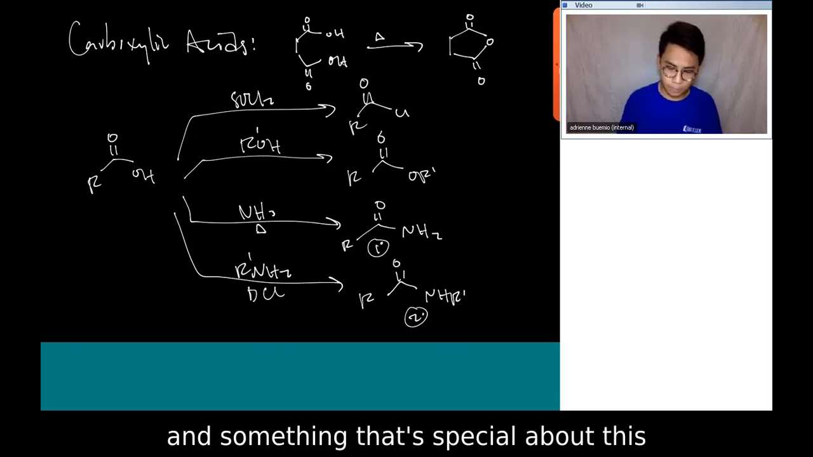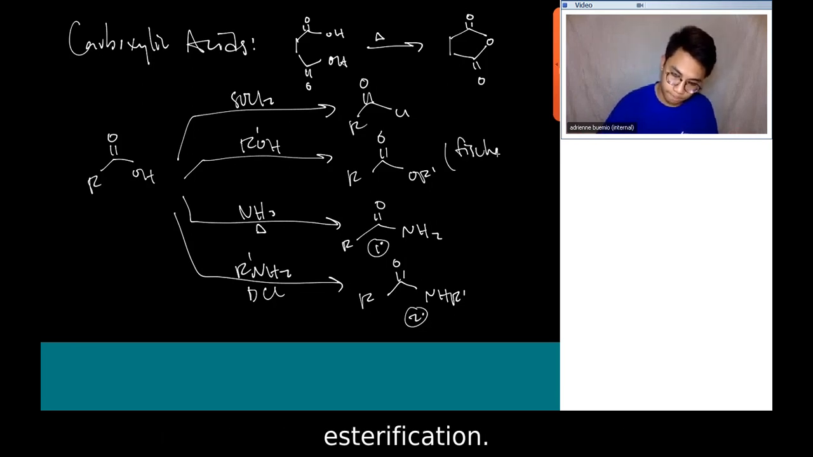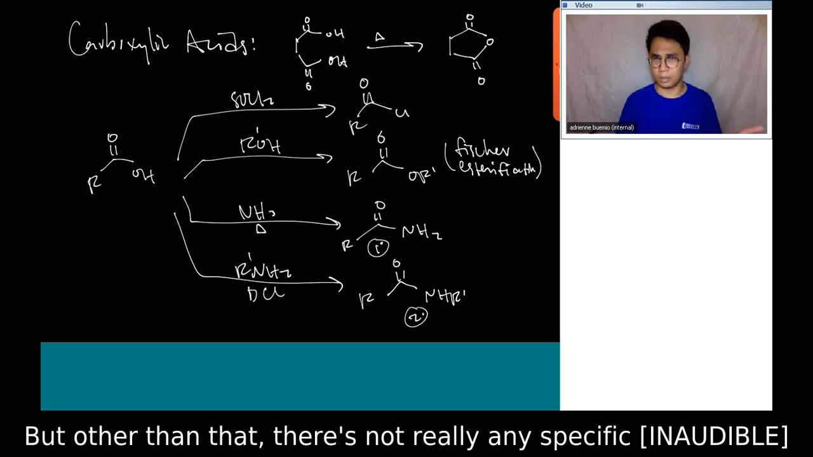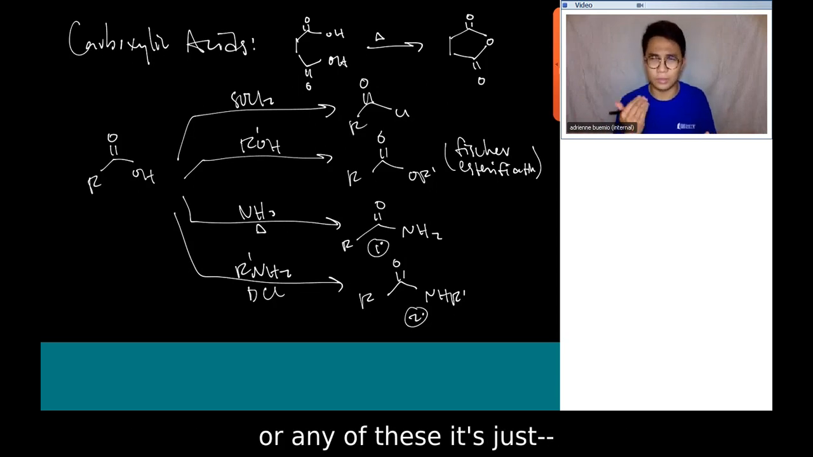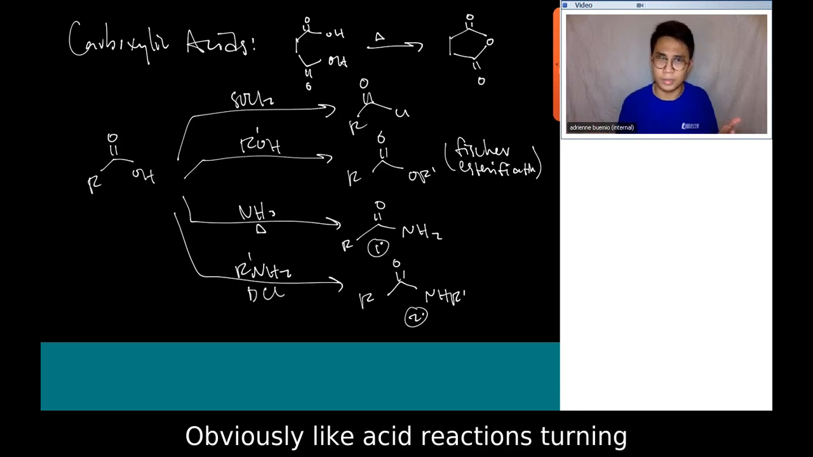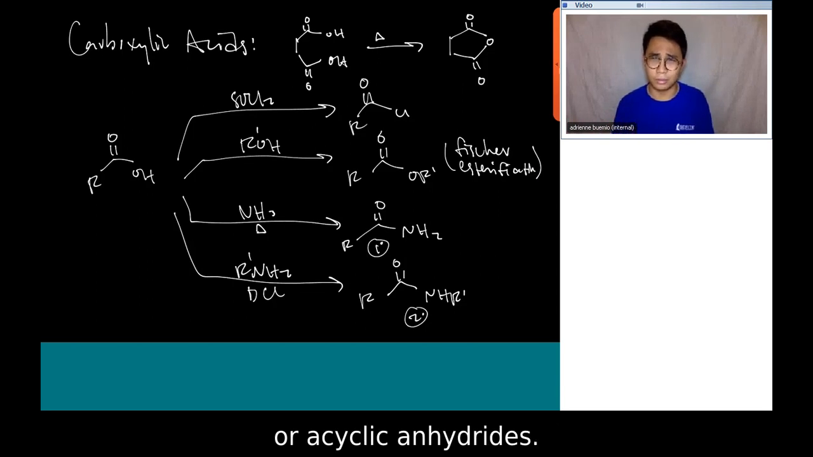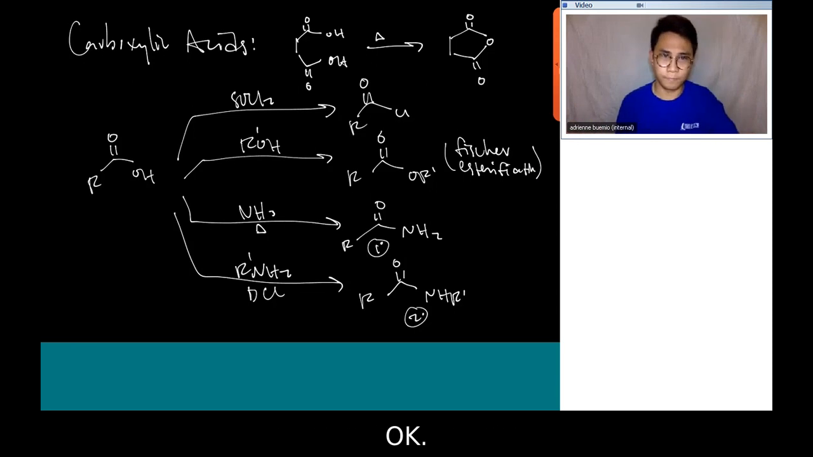So pretty much, and something that's special about this is this one's called esterification, Fischer esterification, right? So that's pretty much it. But other than that, there's not really any specific names for any of these. It's just carboxylic acid reactions turning into primary or secondary amides, esters, acid chlorides, or cyclic anhydride. Okay, so that's that, right?